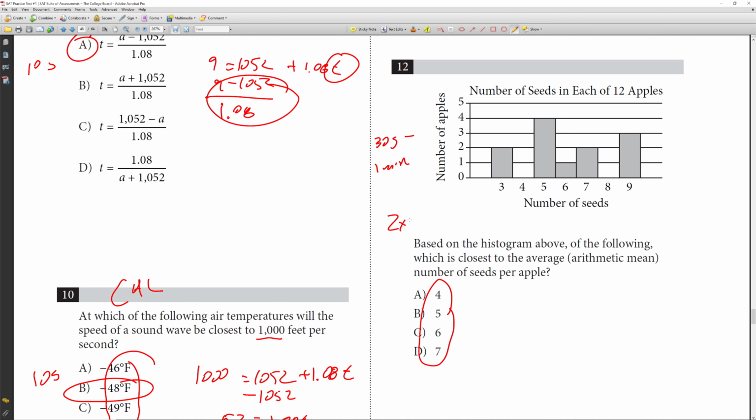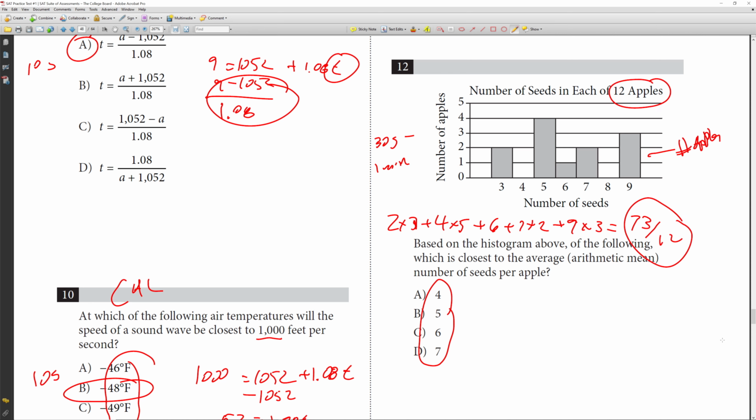So it's 2 times 3 plus 4 times 5 plus 6 plus 7 times 2 plus 9 times 3. If you punch this into your calculator, you would get 73. But then you need to divide by 12. Why? Because that's the number of apples.